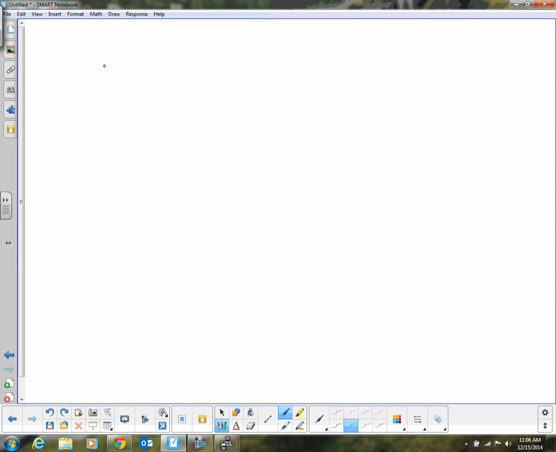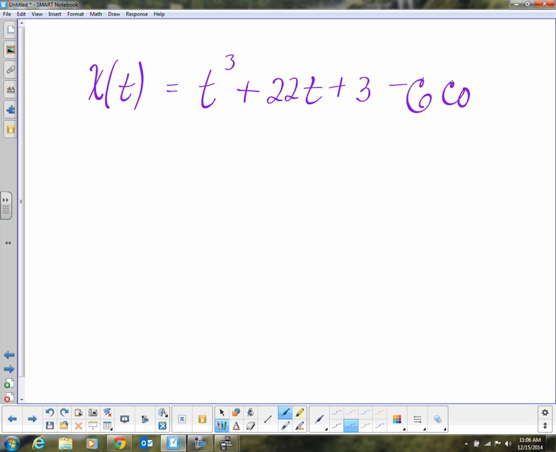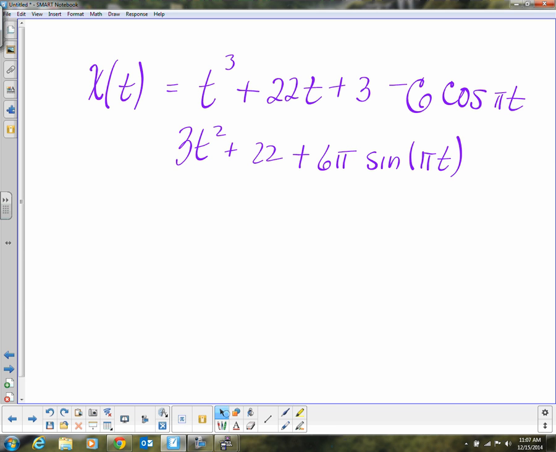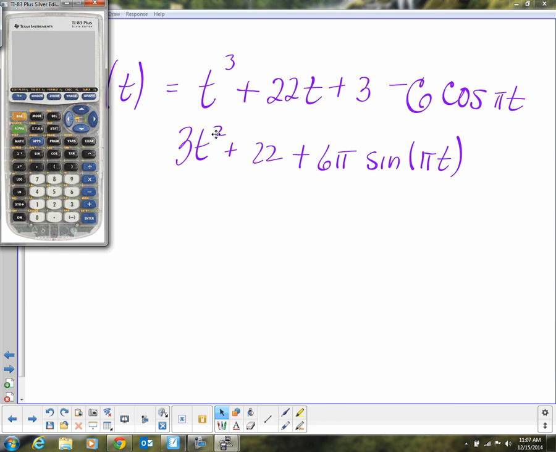But let's stop. Just because it's in the calculator section doesn't mean you have to use a calculator. The first time I did an old multiple choice test, I was amazed at how many calculator questions didn't require a calculator. That's a 6 cosine pi t. So this is going to be 3t squared plus 22 plus 6 pi sine pi t. Does that make sense? I probably put it in there for the chain rule of sine, but to do this one does require a calculator.